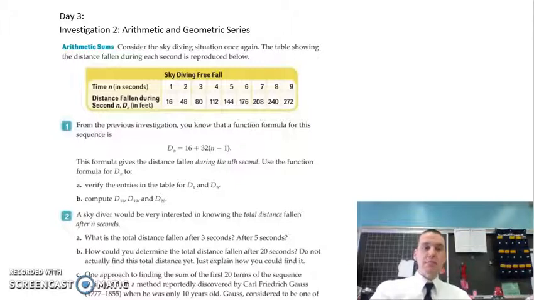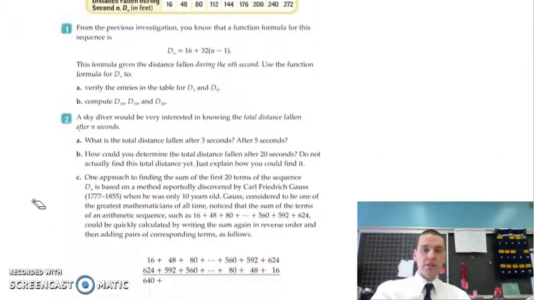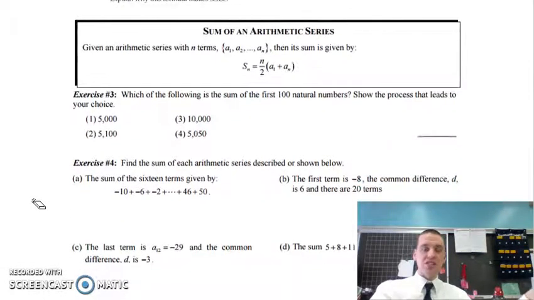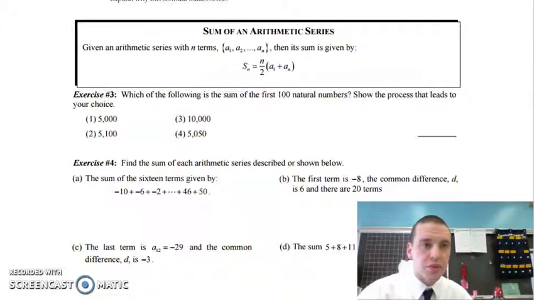We're going to skip this page right here, and we're going to go right to page 10 in the middle and start at sum of an arithmetic series. We're going to finish page 9 in class. So in class we will talk about why this is the case, but for right now we're going to just look at how do you find the sum of an arithmetic series.